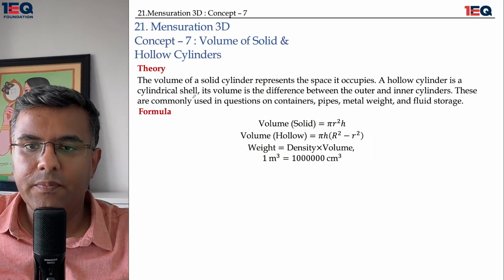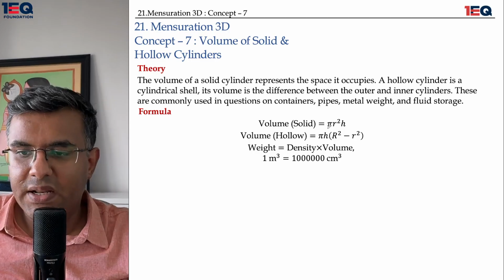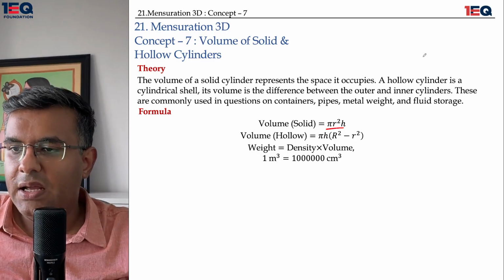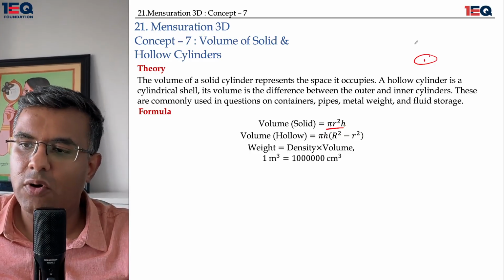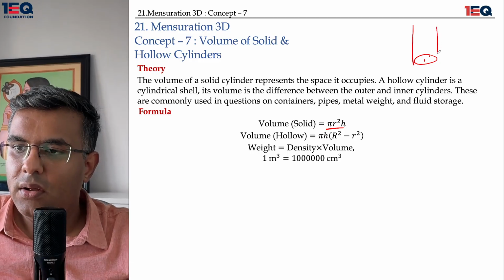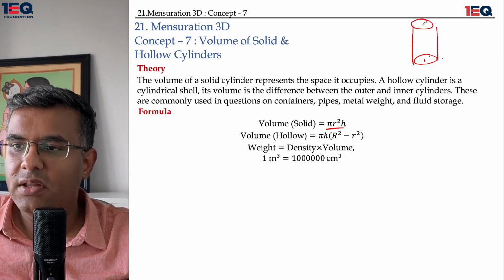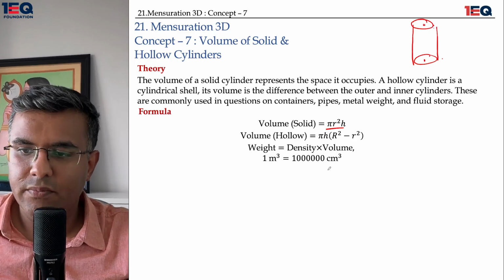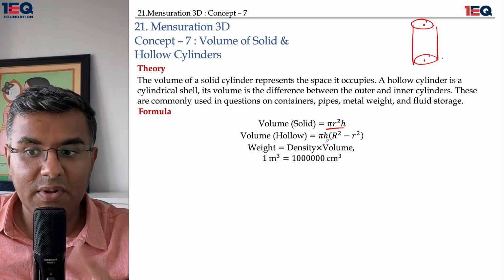Let's move ahead. We're talking about volume of cylinder. The volume of cylinder has a simple formula: the area of the circle which is at the bottom, multiplied by the height. So that would give me the volume of the cylinder.